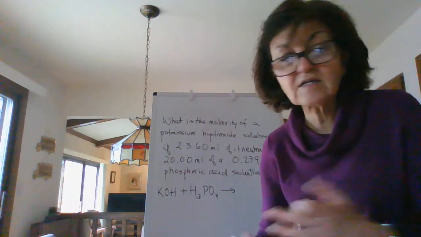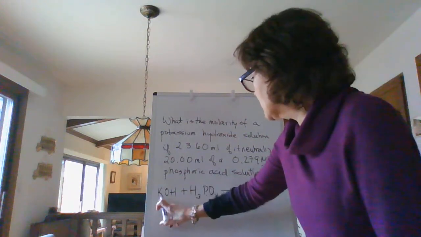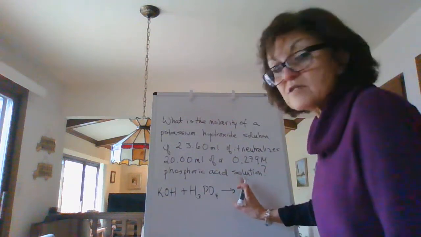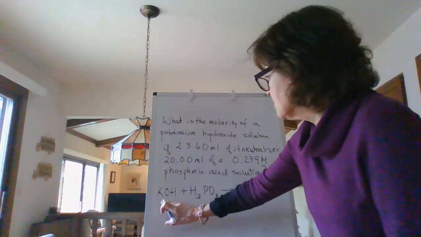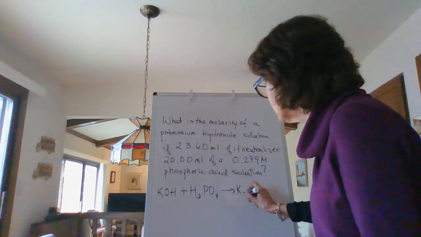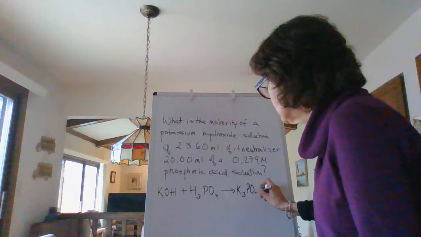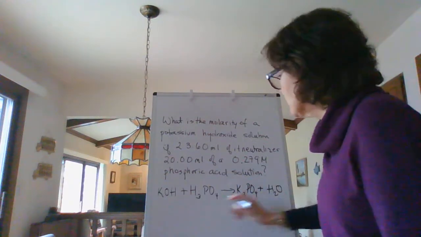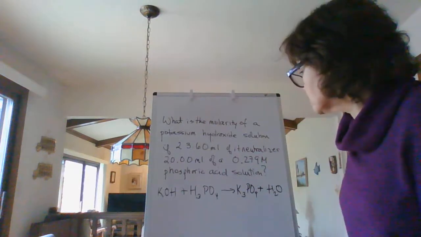Again, metathesis, double replacement. The potassium is going to go with the phosphate. This forms water, so we're going to form a salt and water. This is base, acid, salt, and water. So the salt is potassium phosphate and water. Okay, great. Now we have to balance the equation.